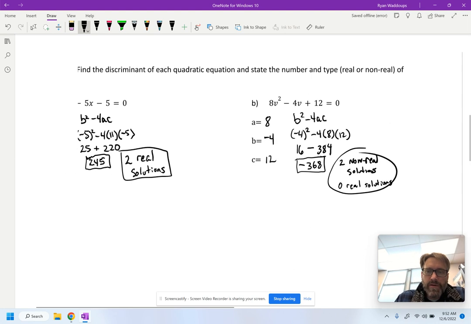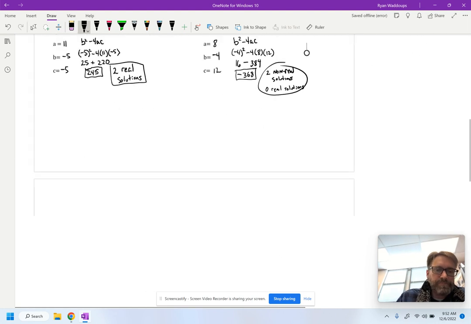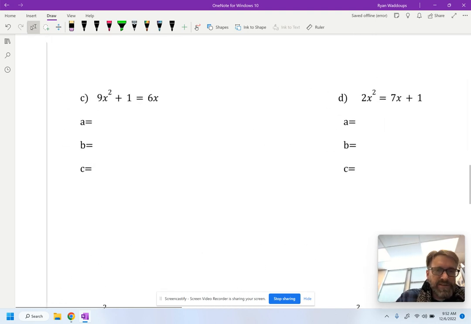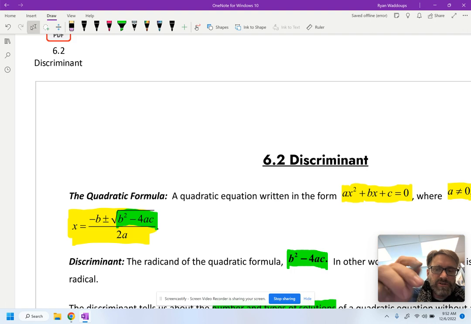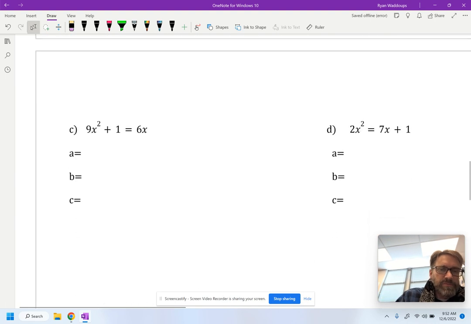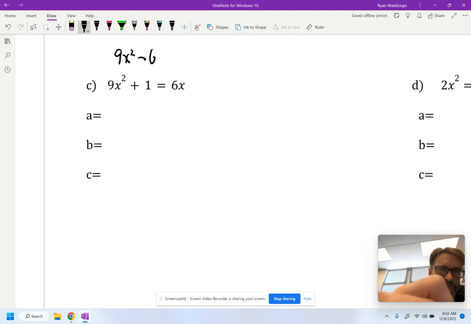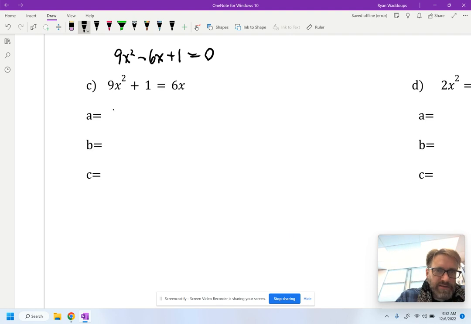All right, let's go to the next example. C. Now this one is not in standard form. So the first step is to put that in standard form. So we've got 9x squared plus 1 equals 6x. I'm going to rewrite that as 9x squared. Subtracting 6x from both sides would give us negative 6x plus 1 equals 0. And A then is 9, B is negative 6, and C is 1.